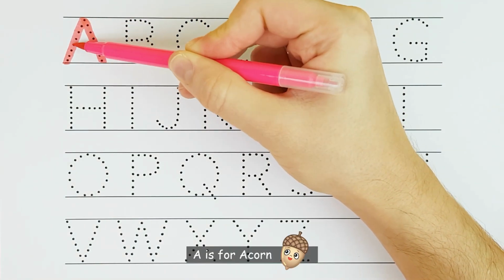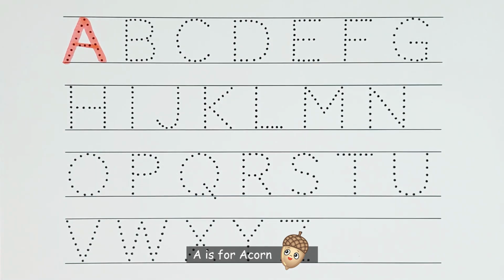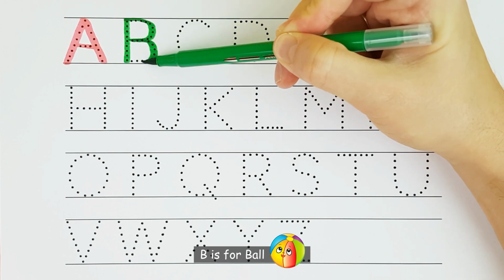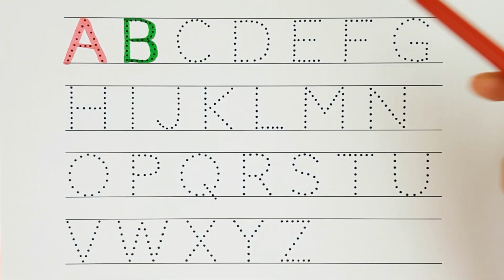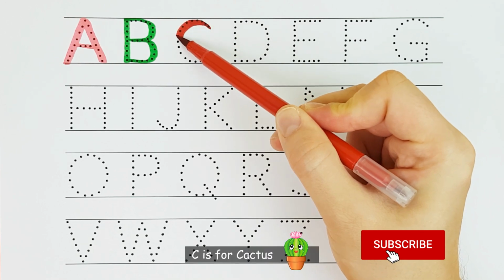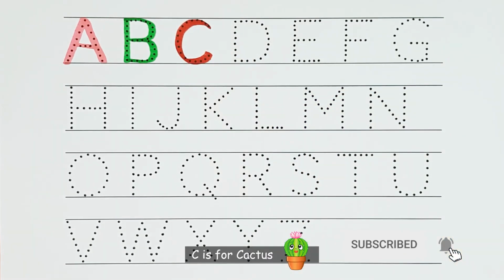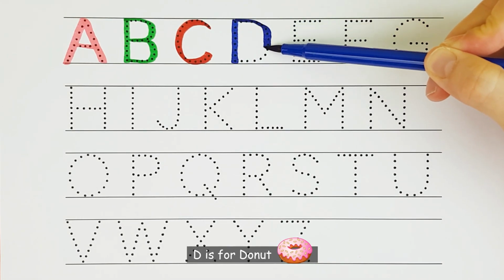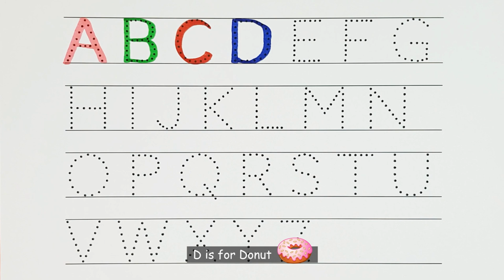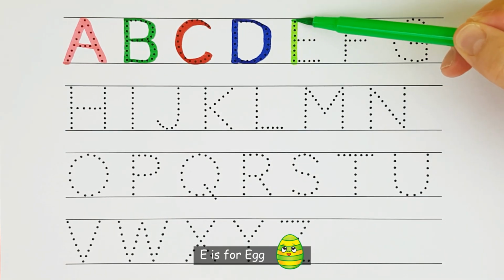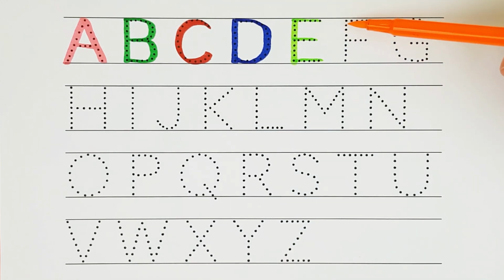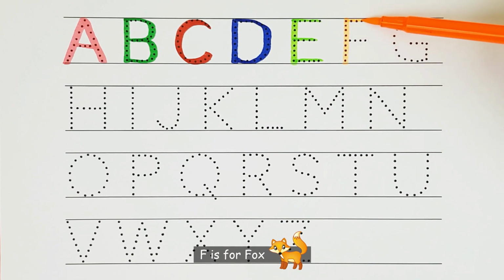A. A is for acorn. B. B is for ball. C. C is for cactus. D. D is for donut. E. E is for egg. F. F is for fox.